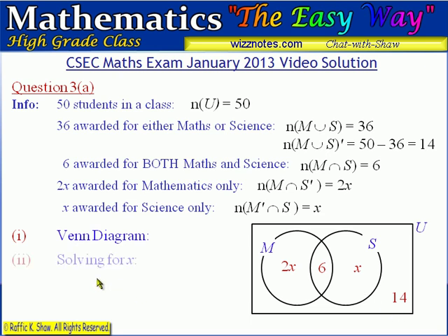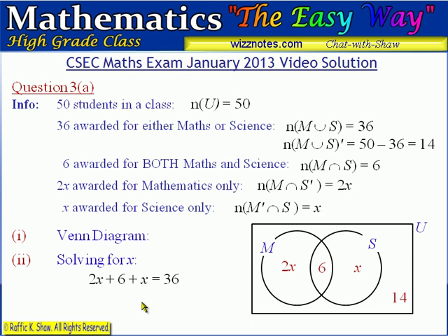Now part 2 wants us to calculate the value of x, and we can use the fact that the total in the union of students awarded for math and science was equal to 36, and so the total of 2x, 6 and x here would be equal to 36. Therefore we can write our equation to represent that information: 2x plus 6 plus x equals 36. The number of students in the union of math and science is equal to 36.